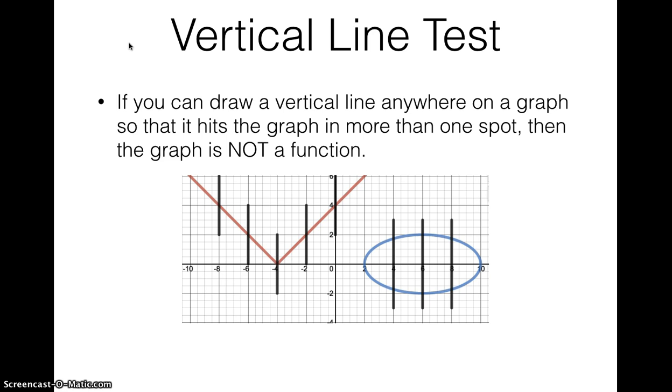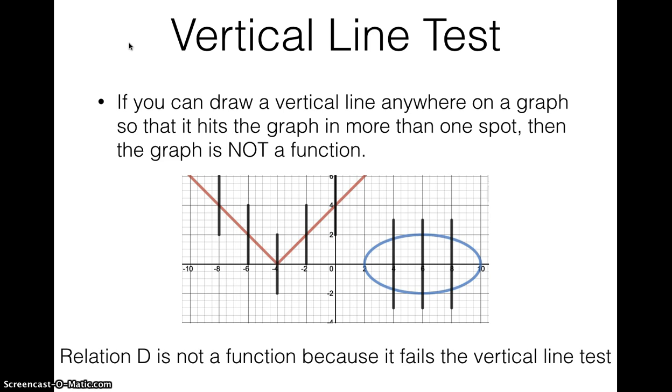So here are the 2 graphs we were looking at before, and I drew a whole bunch of lines on both of them. The function on the left, the red function, each line only crosses my graph once, but the function on the right, the blue one, each vertical line crosses the graph twice. So that means relationship D is not a function because it fails the vertical line test.